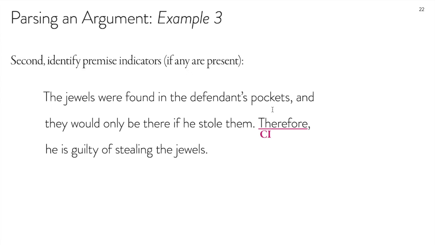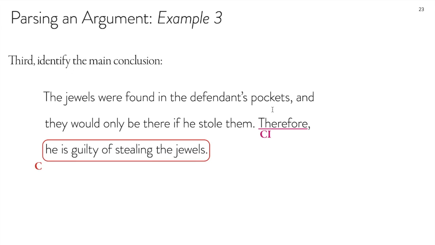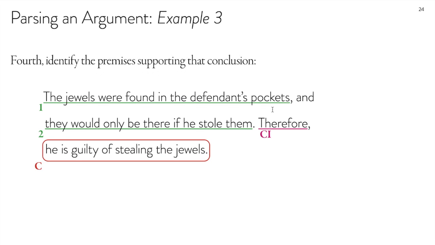But that's okay. The next step is to find the conclusion. And hey, that indicator word told us. And I think if you think about it again, we're seeing some more reasons in this little paragraph about why the defendant is guilty of stealing the jewels. And so now we can look back and think, what are the reasons we're given for thinking this person is guilty? And once more, we're given 2 reasons. Well, the jewels were in their pocket. And hey, they would only be in this pocket if he stole them. By the way, you notice number 2 there, that's a hypothetical. But 1 is helping with that, right? Because 2 is just saying, well, they're there only if he stole them. But then we find out with 1, oh, well, that's where they were, in his pockets.